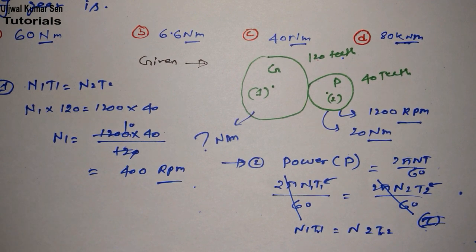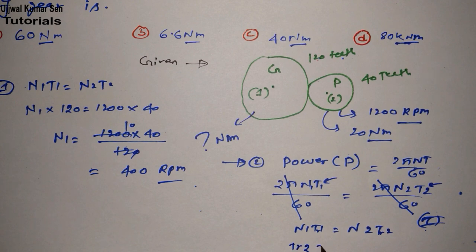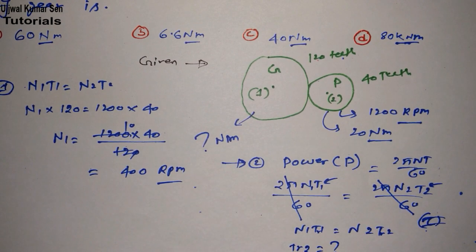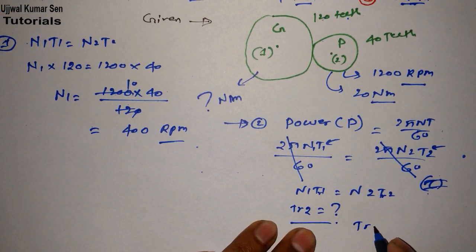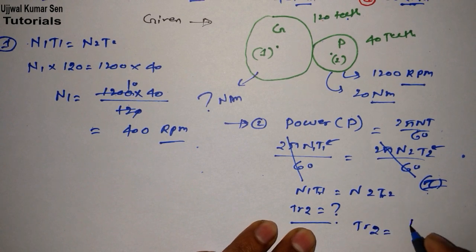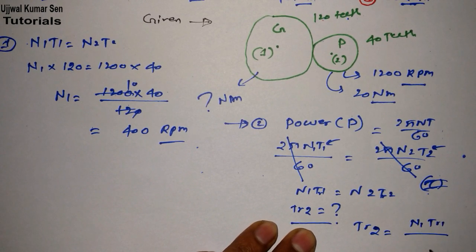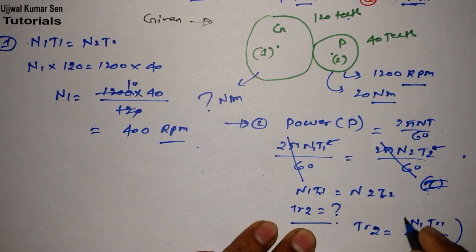Now what is the relation we got? Basically number of revolutions N1, torque T1 is equal to N2, torque T2. What is required here, what they have asked in the question, is to find out the torque transmitted by the gear. So we have to find out TR2 is equal to what. So we can say that TR2 is equal to N1 TR1 by N2.